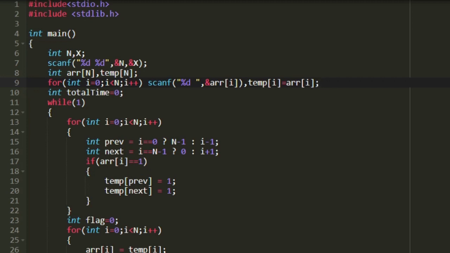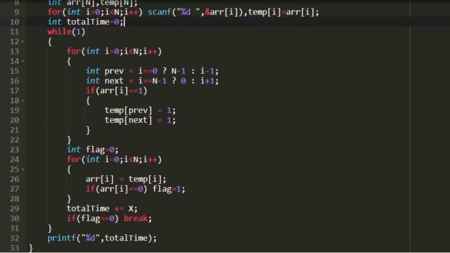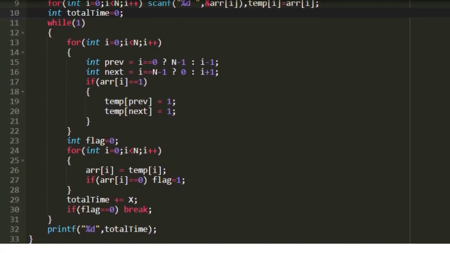And here we are using a for loop without braces. So whenever we don't use braces for a for loop or if else condition, one line after the statement will be executed. Since scanf and then we are using only a comma operator, it will be considered as one line. So we will be accepting our input using the loop, and after that I am creating a new integer variable named total time and setting its value to 0.